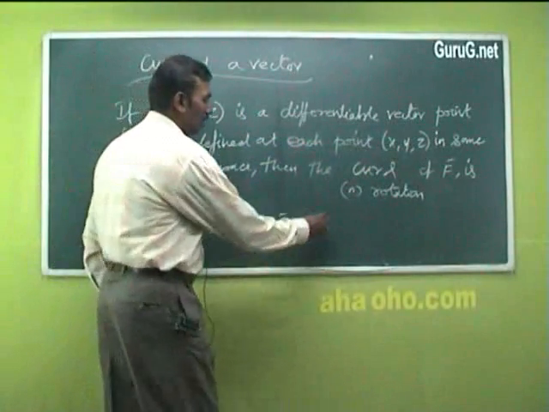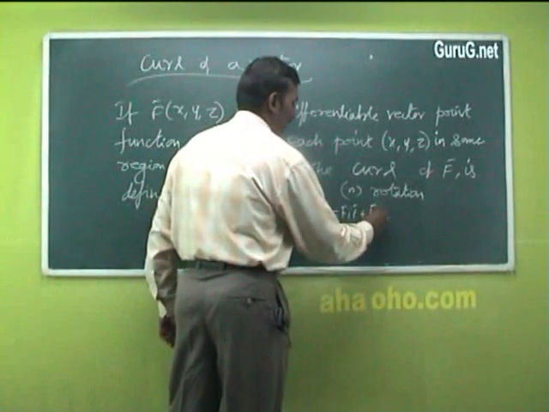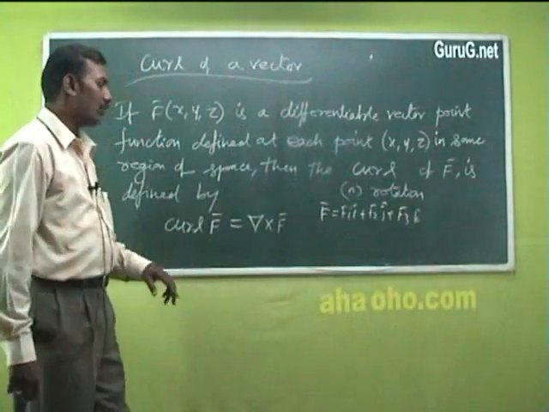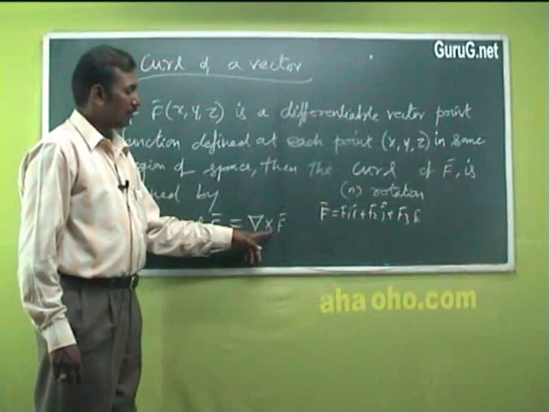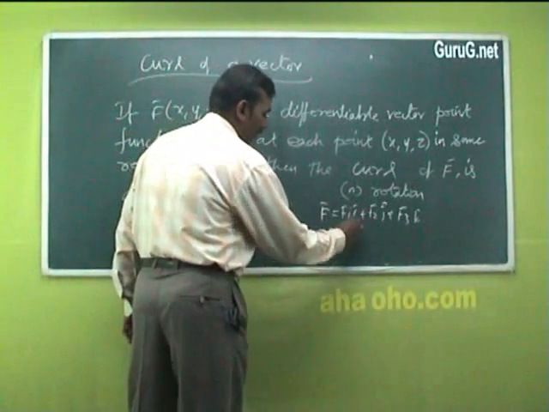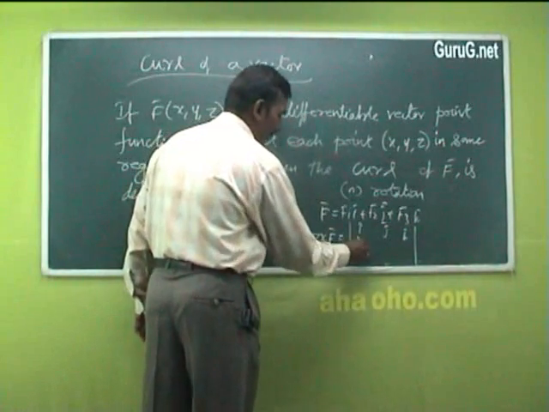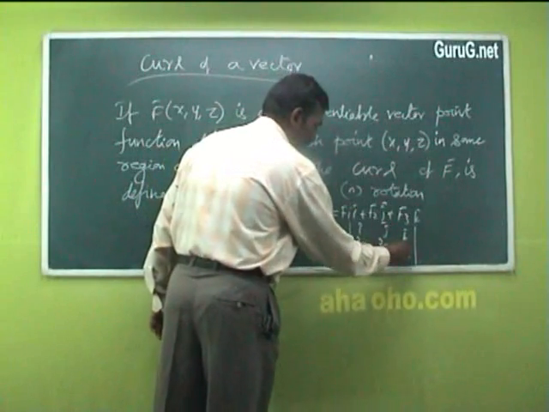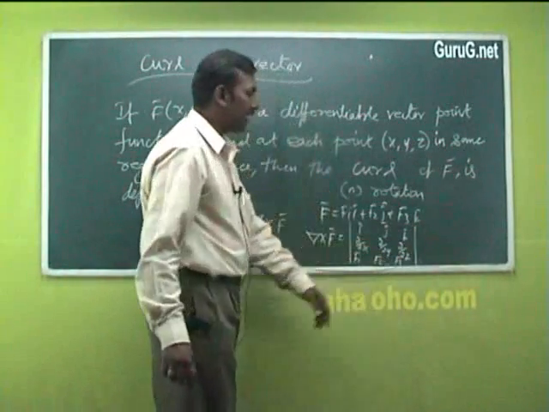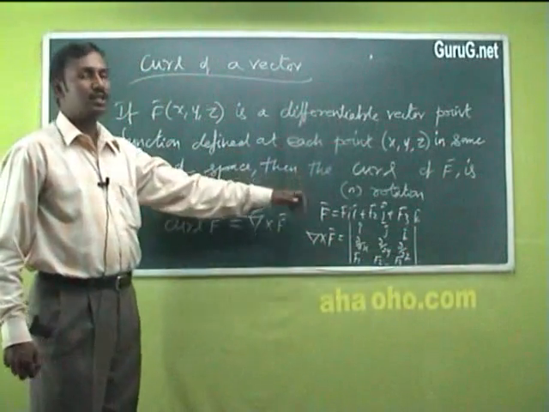Suppose f vector is f1 i plus f2 j plus f3 k. Always del cross f is a vector multiplication, so cross product. So del cross f equals the determinant with i, j, k, then del, which is dou by dou x, dou by dou y, dou by dou z, and then f1, f2, f3. To expand this determinant, you get the value of del cross f, which is called the curl or rotation of f.